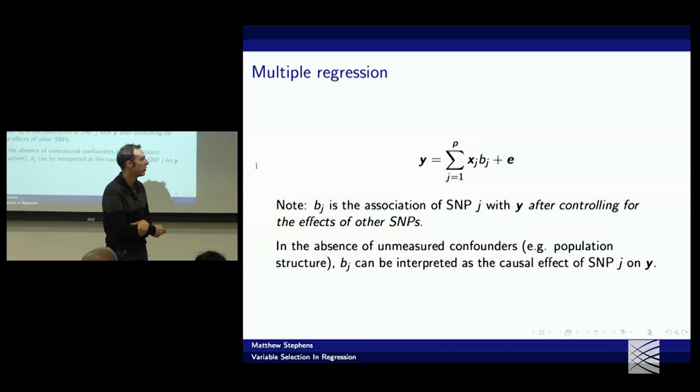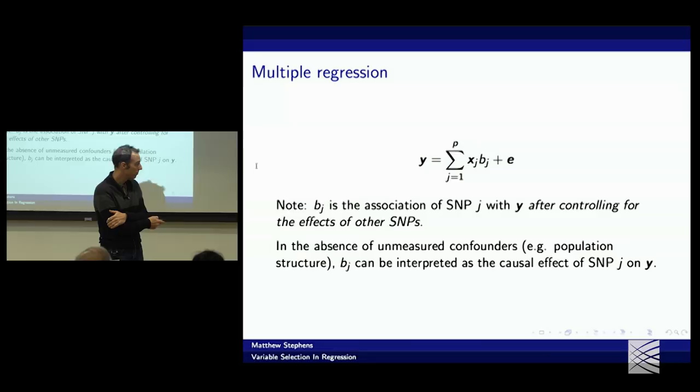For now, I'm just saying we could try and fit this model. It's hard, but we'll get there. But if we could fit this model and estimate accurately, if we knew the true values of the B, we would interpret them as causal effects. So that's what we're going to do. We're going to try and estimate these, in quotes, causal effects.